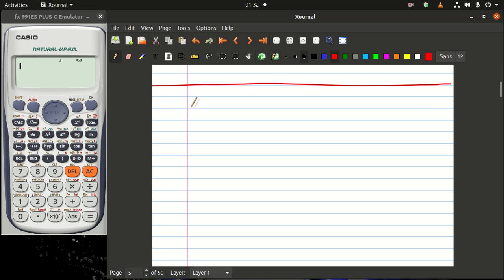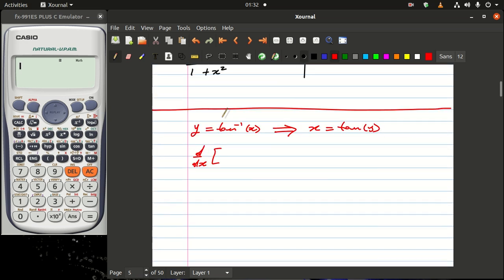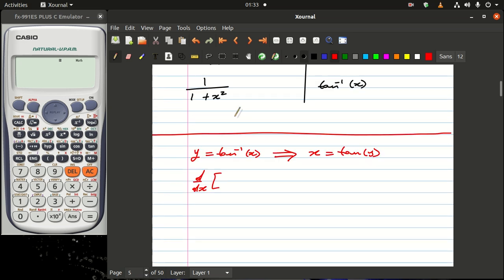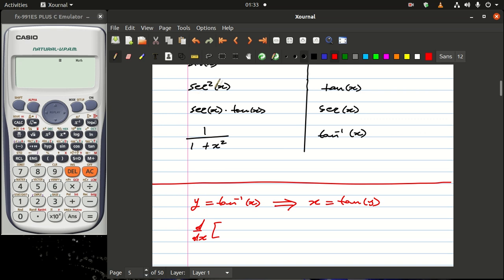Just a quick overview. Suppose we have y is equal to tan inverse of x. What is that supposed to mean? It means that we have x equal to tan of y. That is the meaning of that thing here. And if you want to find the derivative of this, you just need to take the derivative on both sides, because we don't know the derivative of tan inverse. In order to prove if this is true, we take the derivative on both sides, because we know the derivative of tan is sec squared x.